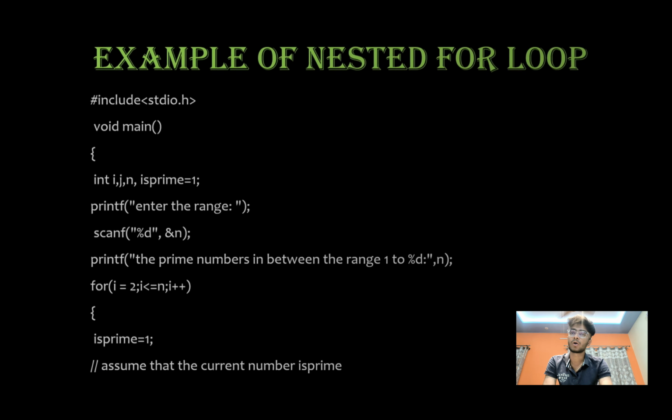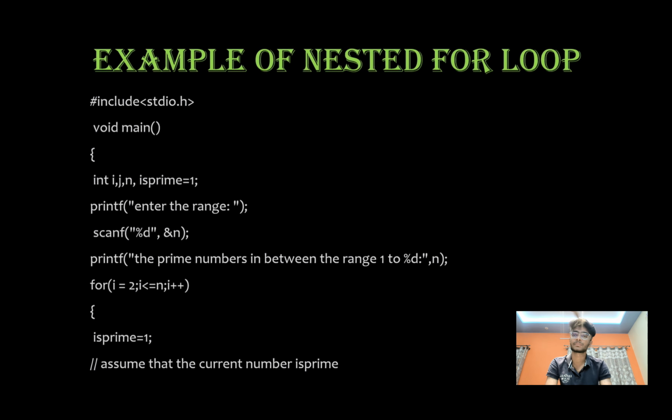Coming to the example part of nested for loops, we are going to use an example where we print the prime numbers in a range from 1 to n.